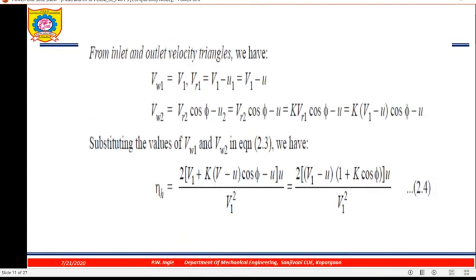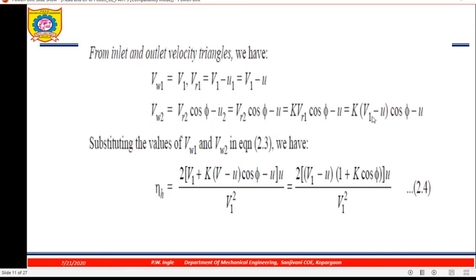Now let us find the values of vw1 and vw2. What is vw1? vw1 is v1, and vr1 is v1 minus u. What is vw2? It is vr2 cos φ minus u2, that is vr2 cos φ minus u. What is vr2? It is k into vr1, and vr1 is v1 minus u. So this is the value of vw2.